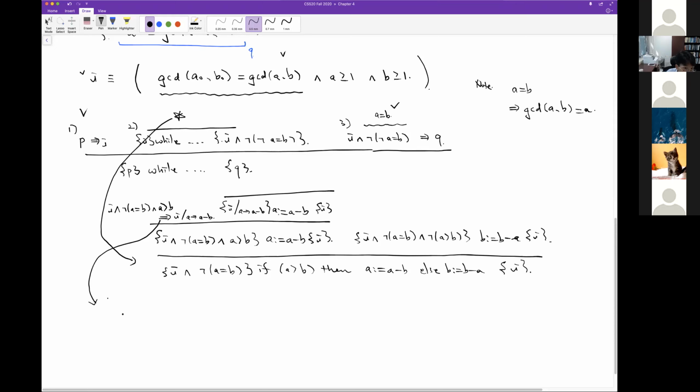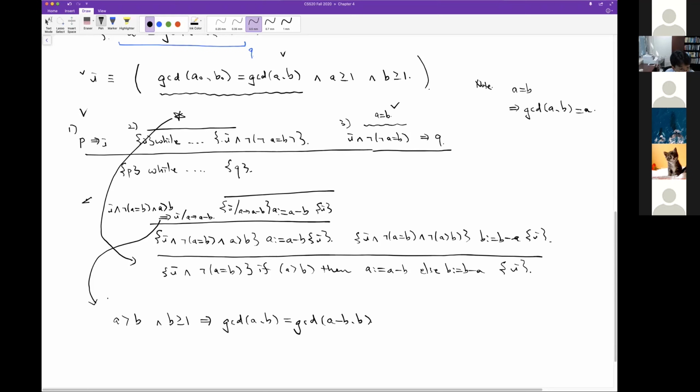to the following property about the greatest common divisor. If A is greater than B and B is greater than or equal to 1, then what's true is that the greatest common divisor of A and B is the same as the greatest common divisor of A minus B and B. And this is a key idea behind the Euclid algorithm. And then if you use it, you can complete the proof. You can check this implication is going to be true.